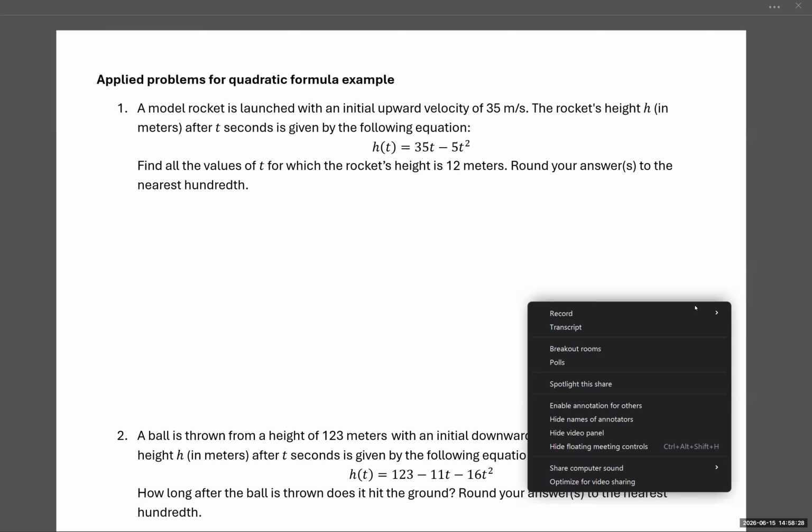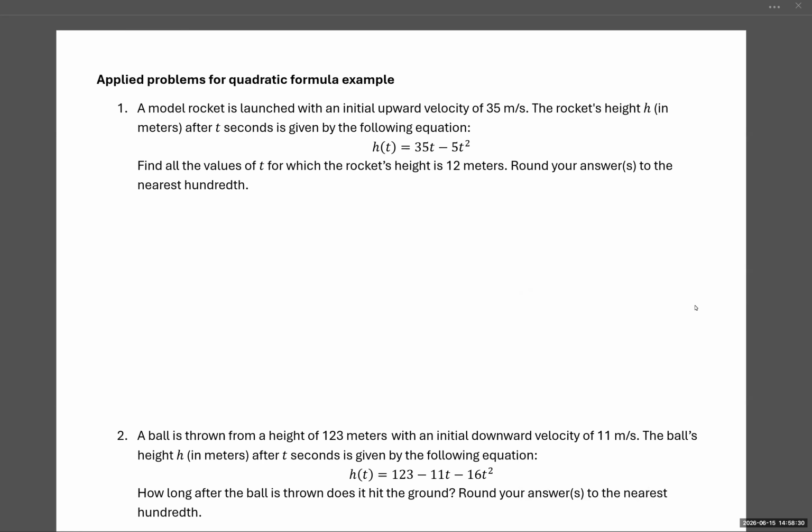Here's some word problems where we have to use a quadratic formula to solve these. Number one, a model rocket is launched with the initial upward velocity of 35 meters per second. The rocket's height, h, that's measured in meters, after t seconds is given by the following equation. Find all the values of t for which the rocket's height is 12 meters. Round to the nearest hundredths, that's 2 decimal points.